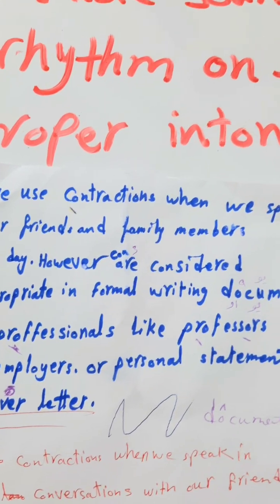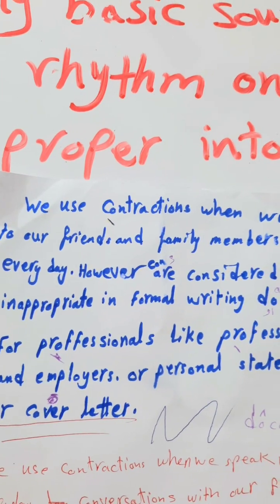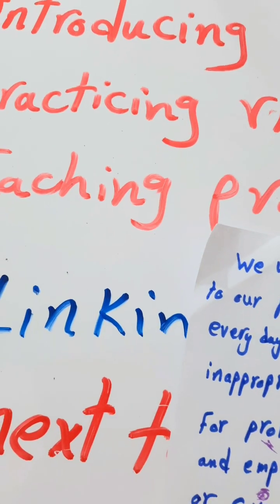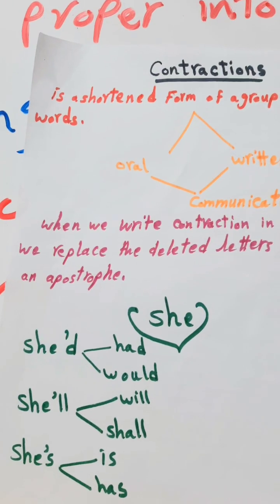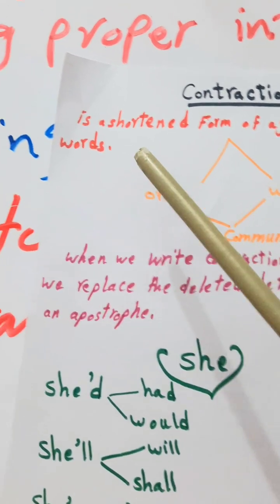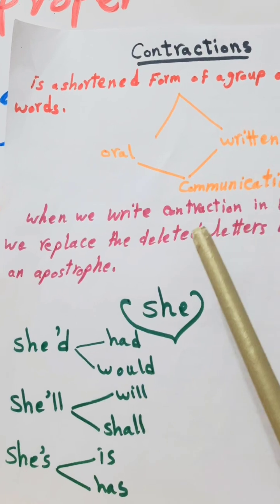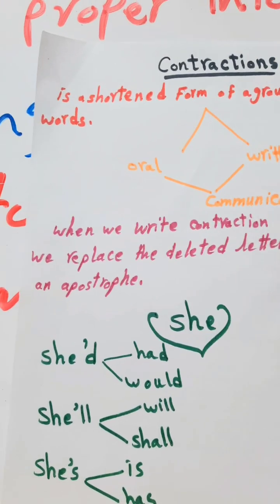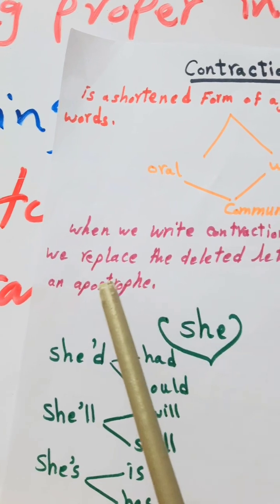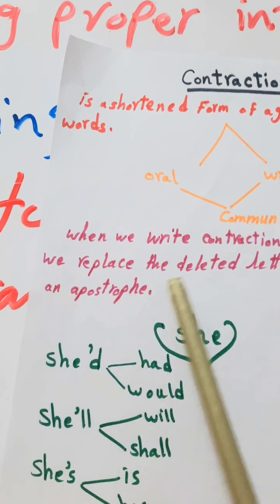Or for professionals like professors and employers, or personal statements or cover letters. Contraction is a shortened form of a group of words in oral or written communication. When we write contraction in English, we replace the deleted letters by an apostrophe.